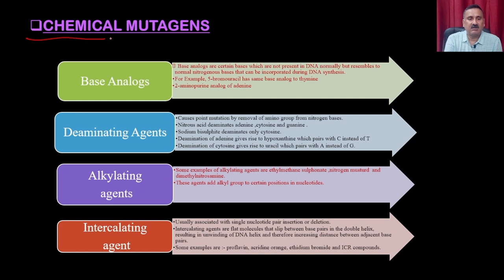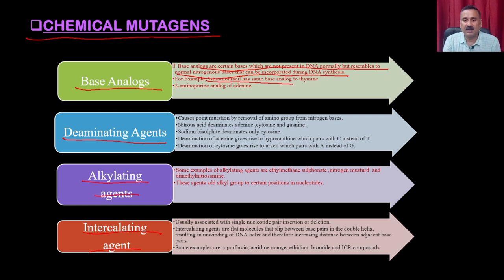Then we have the chemical mutagens. In the chemical mutagens you can have four categories: base analogs, deaminating agents, alkylating agents and intercalating agents. Base analogs are certain bases which are not normally present in the DNA, but resemble the normal nitrogenous bases and can be incorporated during DNA synthesis. For example, 5-bromouracil, which is a base analog of thymine, and 2-aminopurine, which is an analog of adenine. These base analogs induce mutations because they mimic the natural bases, but they are not natural, and they get incorporated into the DNA during DNA synthesis.